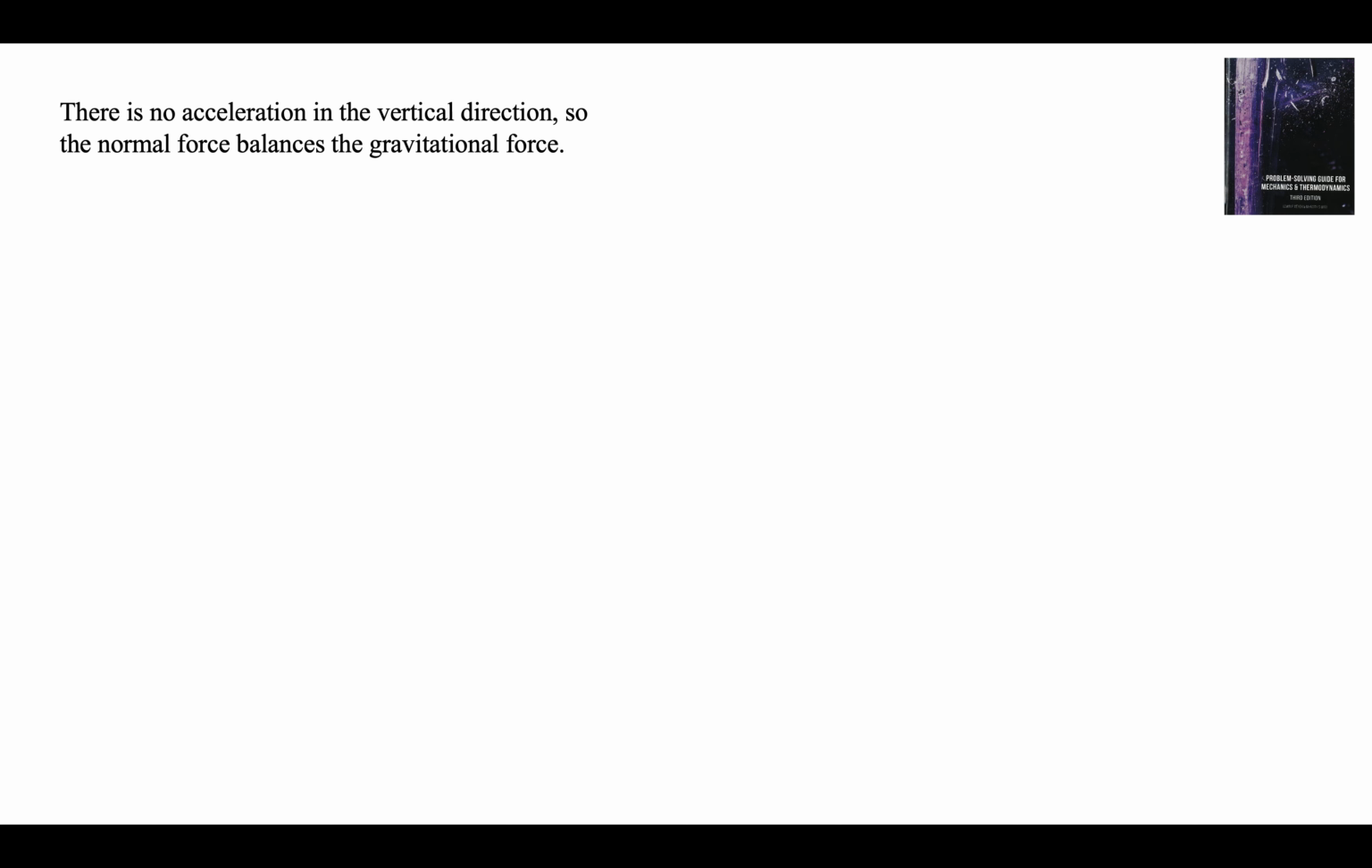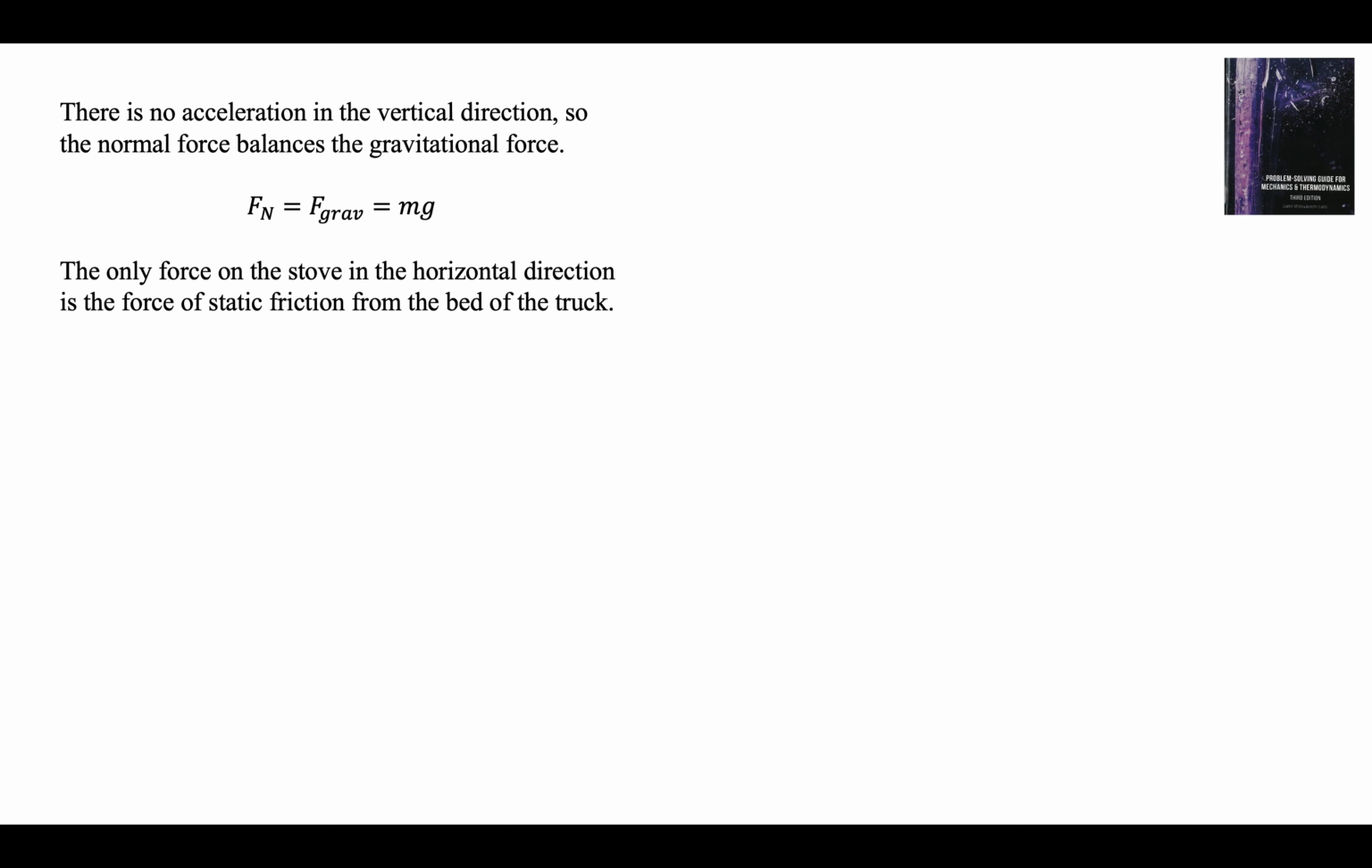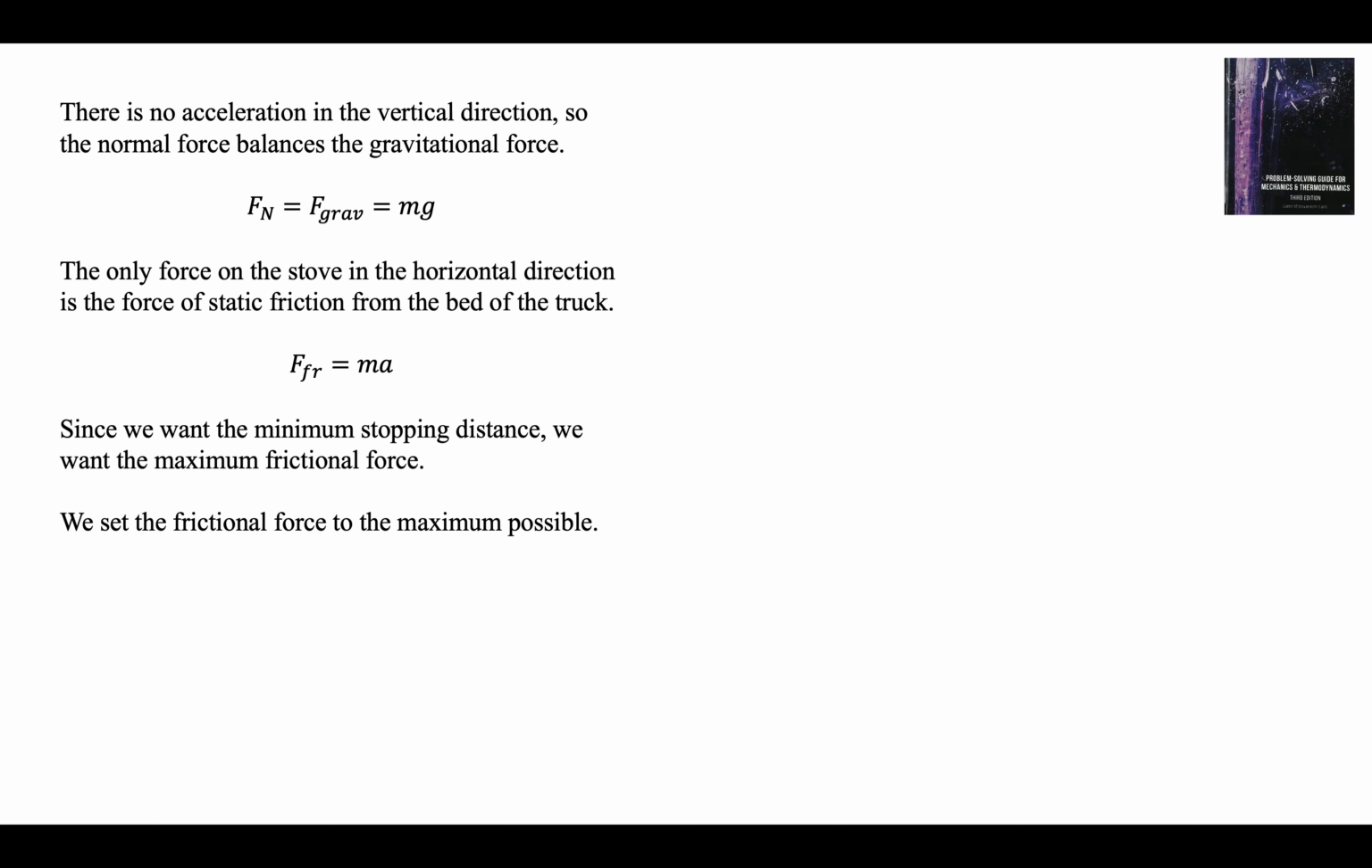Now it's straightforward. There's no acceleration in the vertical direction. The normal force balances the gravitational force. The gravitational force is mg. The normal force is mg. In the horizontal direction, we have the frictional force. And we want to stop the truck in the minimum distance. If you want to stop it in the minimum distance, we need the maximum possible frictional force. And the maximum possible frictional force is mu static F sub n. So we set the frictional force to the maximum possible. The static coefficient of friction is 0.65, and the normal force is mg.